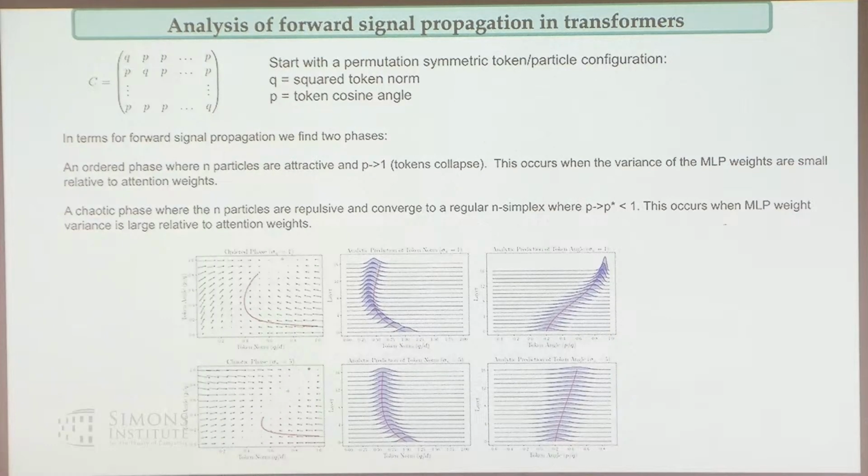Now, the second thing is, if you start with a permutation symmetric particle configuration and you propagate it through a random transformer, if the dimensionality of the embedding space is large enough, then with high probability, the resulting point cloud after propagation through one layer will remain permutation symmetric.